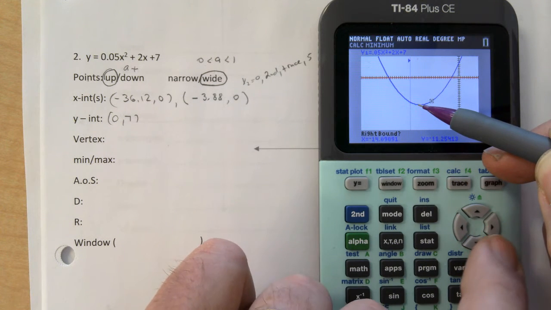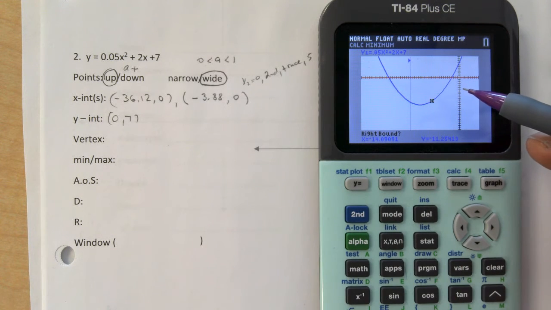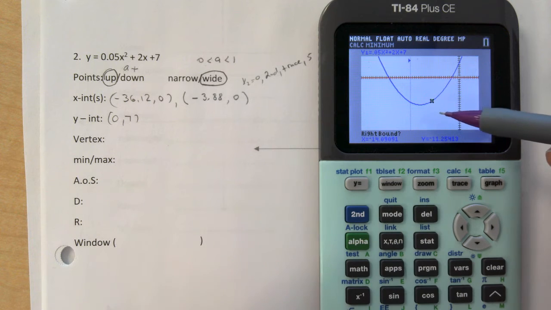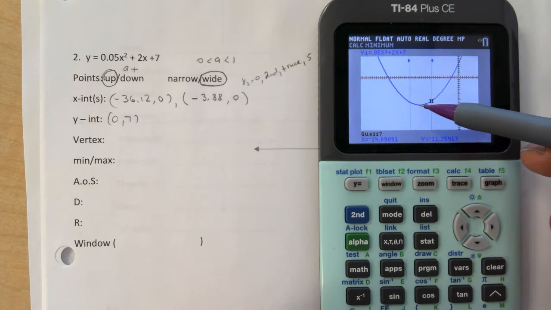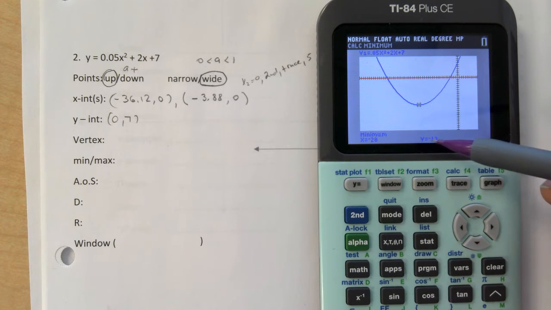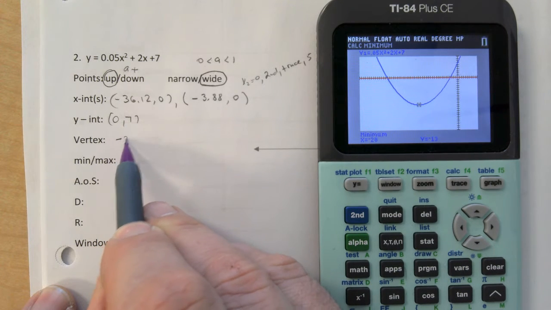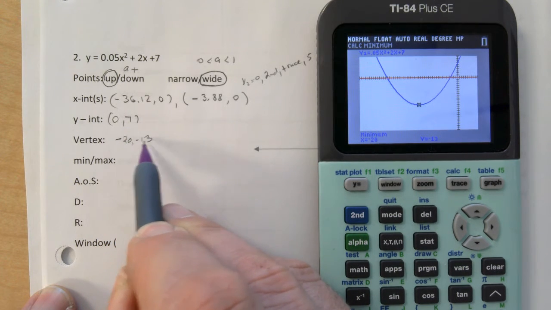Go past it. If you go further past it over to here, it's just going to take slightly longer for it to find it. Not a big deal. So don't think that you need to be at a certain spot or whatever. So you end up with negative 20, negative 13.